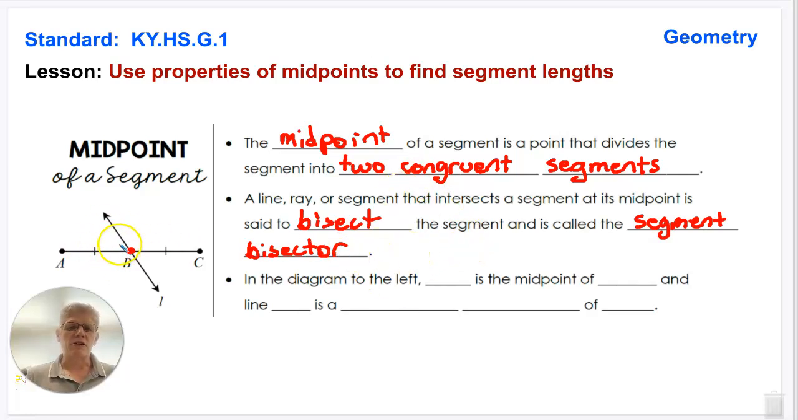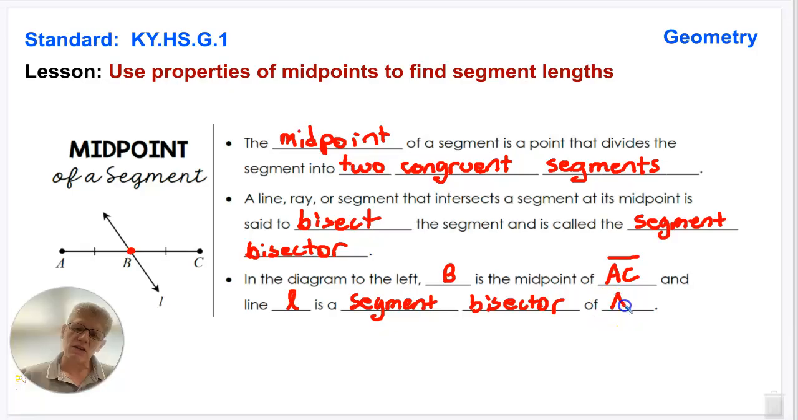So in the diagram to the left here, B is the midpoint of AC. So we can see that segment AC here has a midpoint of B. And line L, and we'll use the cursive L there to represent this little guy down here, is a segment bisector of AC. So in this case, the bisector is this line right here.